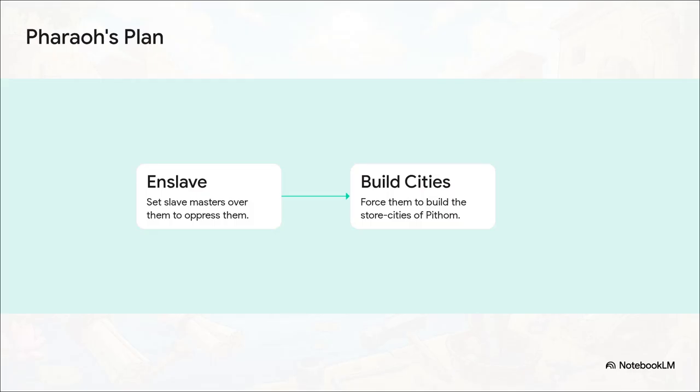So what's his first move? State-sponsored enslavement. He sets slave masters over them, forcing the Israelites into these massive, back-breaking construction projects to build the store cities of Pithom and Ramses. The goal here is pretty straightforward: break their physical strength and absolutely crush their spirit.